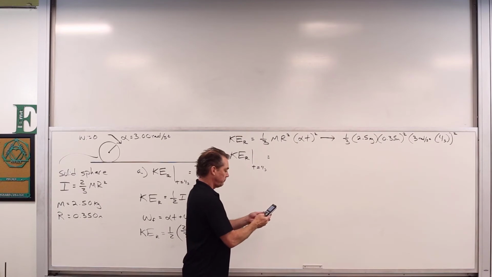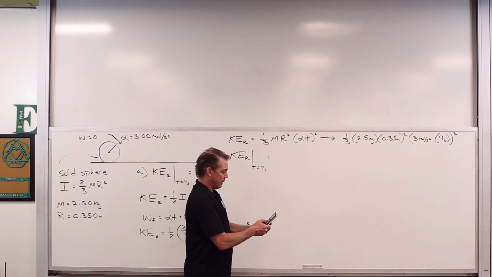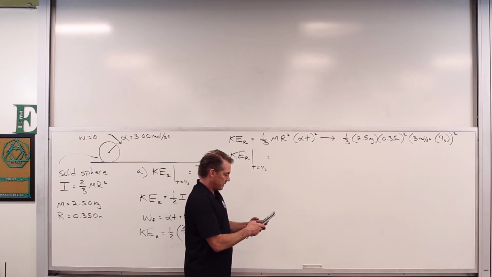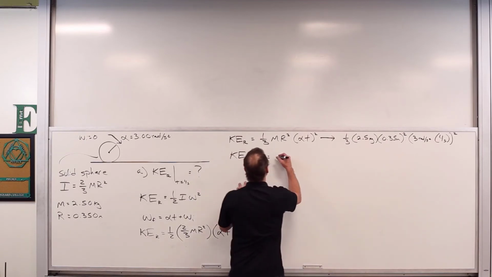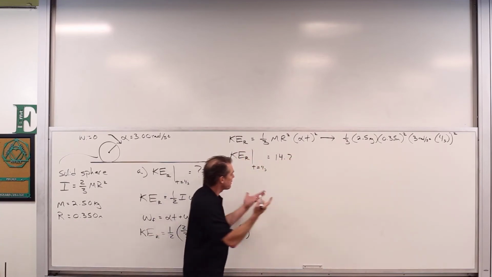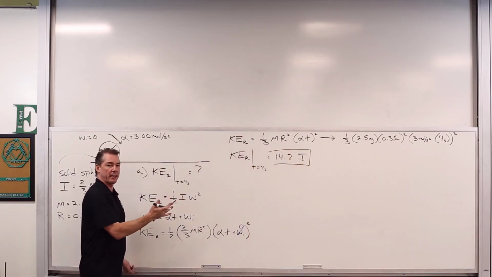Whew, one sec. Gotta get used to this calculator. 0.35 squared. Then I have to go over. Okay, 4 squared times 9 times 16. 14.7. 14.7 what? That's right, joules. This is kinetic energy. So 14.7 joules of rotational kinetic energy after 4 seconds goes by.